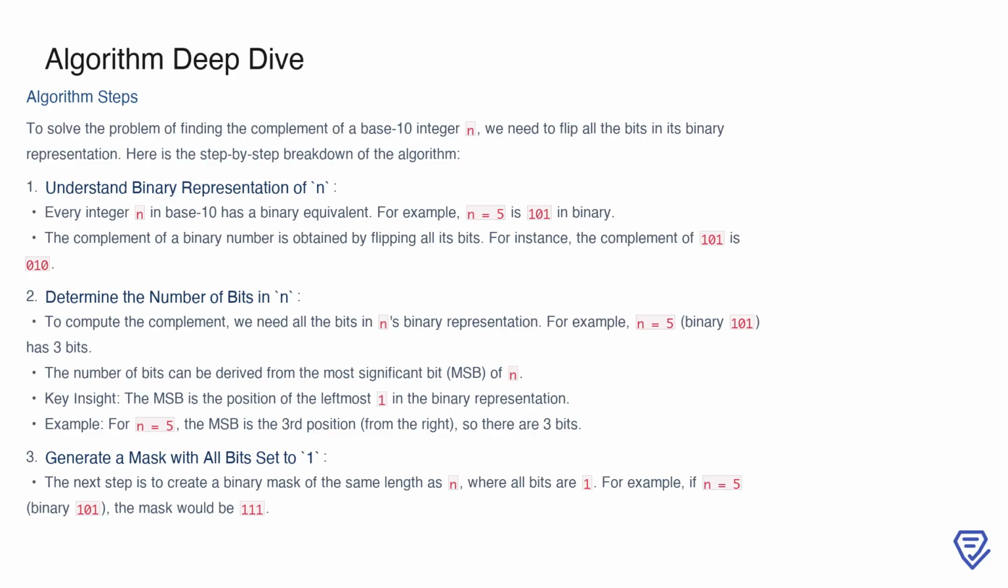To compute the complement, the first step is determining the number of bits in the binary representation of the given integer n. This can be identified from the position of the most significant bit, or MSB, which is the leftmost one in the binary number. For instance, for n equals 5, the MSB falls at the third position from the right, which means 5 has 3 bits. Using this information, we can proceed to generate a binary mask of the same length as n, where every bit is set to 1. For example, the mask for a 3-bit number like 5 would be 111 in binary.